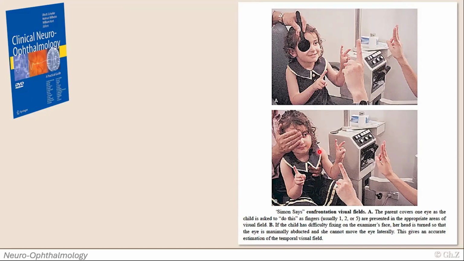In the bottom image here, another useful technique is to turn the child's head to keep the testing eye in the abducted position. This way helps maintain fixation on the examiner's face, because most kids are often uncooperative and they may move their eyes around.